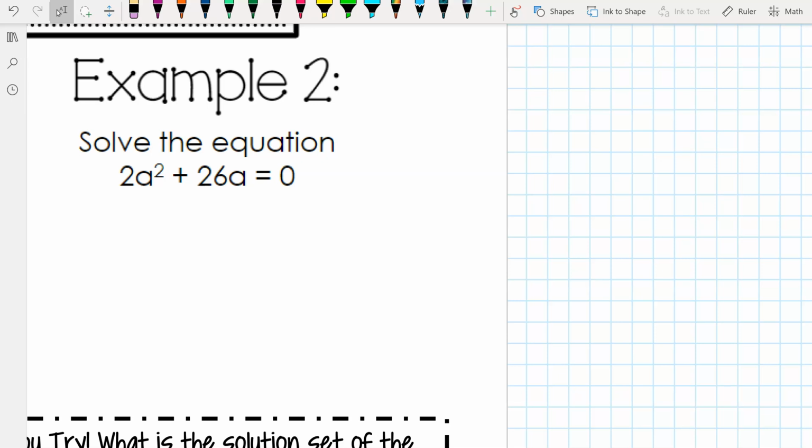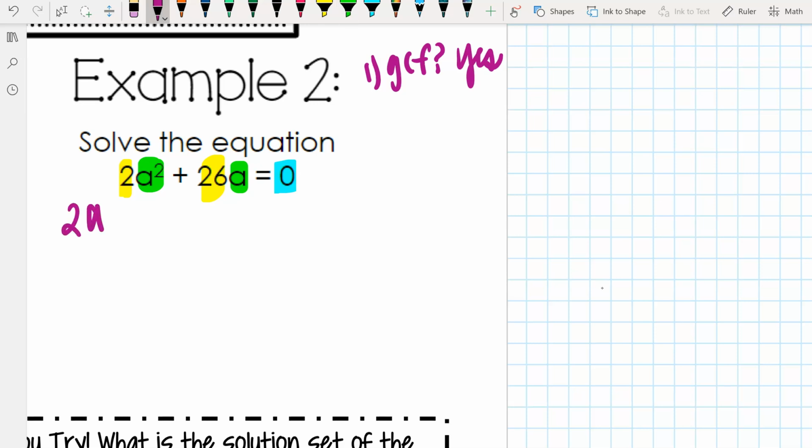So for example 2, we have something a little bit different. We have 2a squared plus 26a equals 0. You should always make sure that it's equal to 0. If it's not equal to 0, you need to make it equal to 0. So at this point, it's equal to 0. Do we have a GCF? You should be telling me, yes, I have a GCF. My 2 and 26 are even, so they at least have the number 2 in common. My a squared and my a should have an a in common.